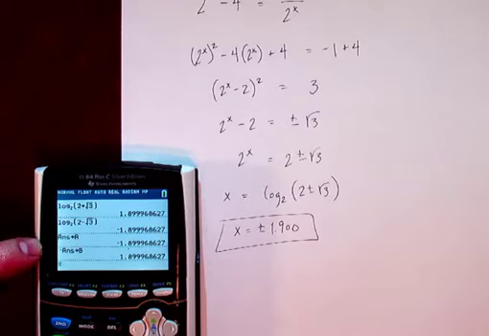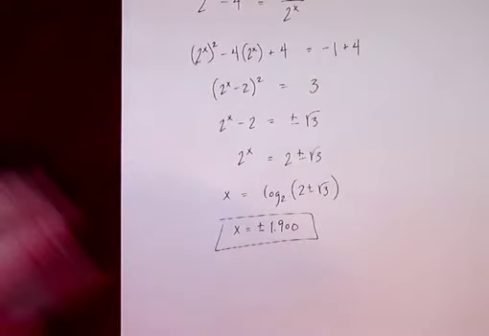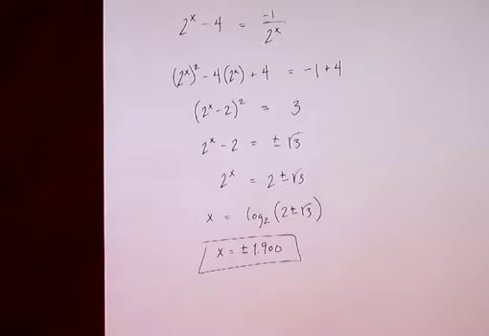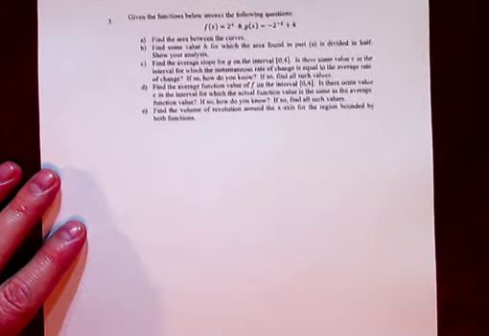Now notice that I've stored those into A and B in my calculator because I want to use the exact values when I use them as limits of integration. So now that we have done that, we have figured out our limits of integration. Let's go back and actually do part A. We're going to find the area between the curves.